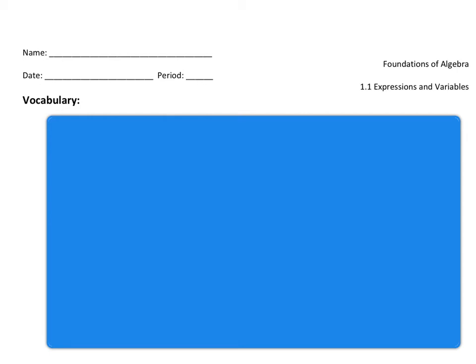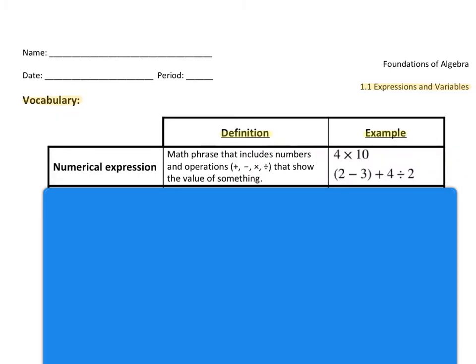Today's lesson is talking about expressions and variables. And we're going to start off by looking at some key vocabulary words for this lesson. Our first vocabulary word is numerical expression.